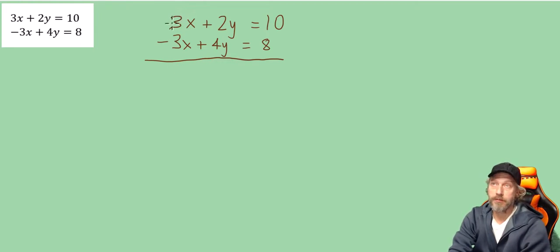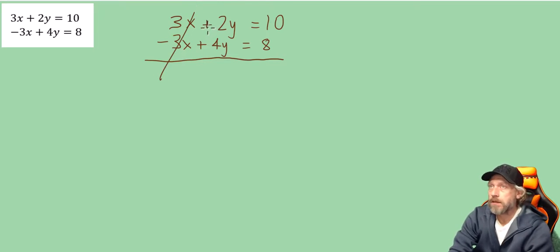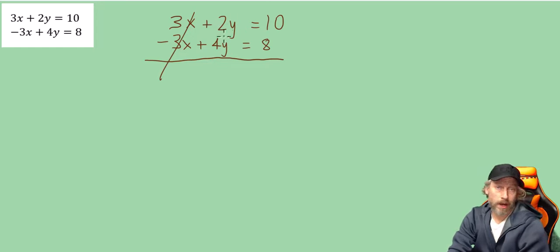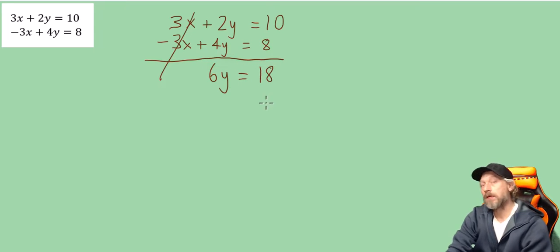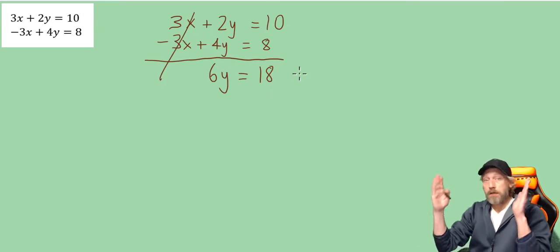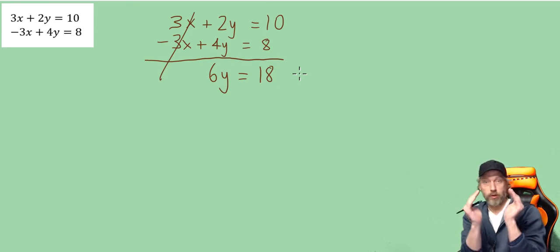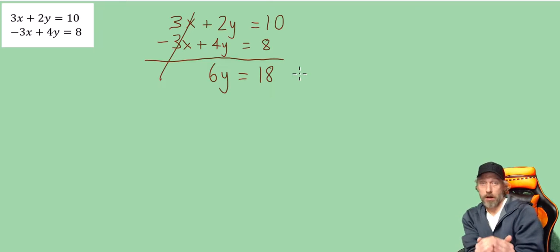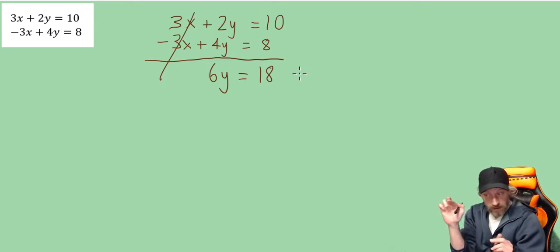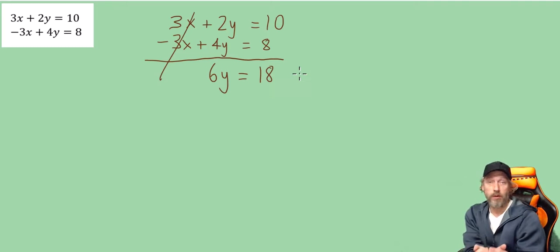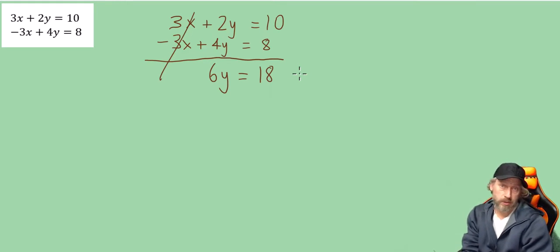So anyways, 3x minus 3x, 0. We need that. Then with the y variables, 2y plus 4y equals 6y. 10 plus 8 equals 18. So we're making progress that we've taken two equations with two variables down to one equation with one variable. This is almost always going to be an equation we can solve. Basically, it will be. So we've got 6 times y equals 18.